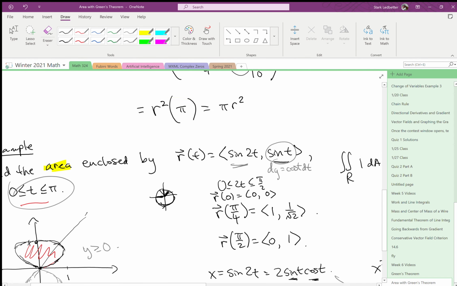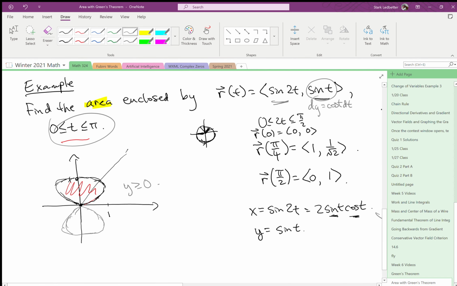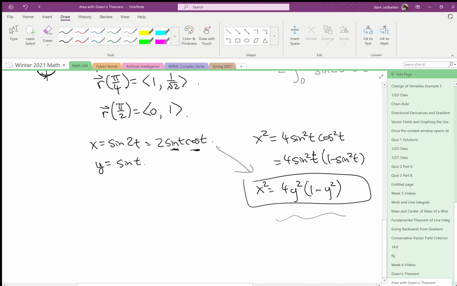Okay, so that's kind of cool. This region that we barely knew how to draw a picture of, we can find the area of with Green's theorem.